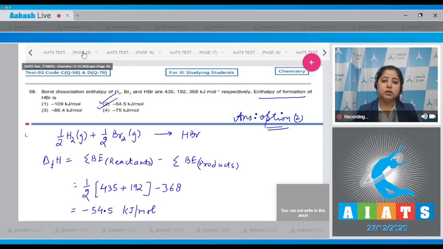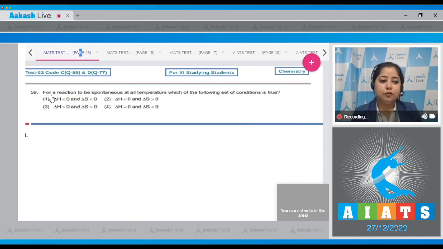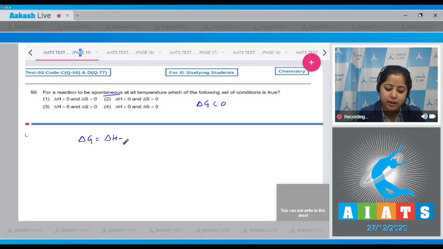Moving to next question, which is 59. For a reaction to be spontaneous at all temperatures, which of the following set of conditions is true? Students, first of all, for this question, we need to understand that for a spontaneous process, delta G must be negative, that is less than 0. And also there's a formula to calculate delta G. I'm writing it. Delta G is equal to delta H minus T delta S.